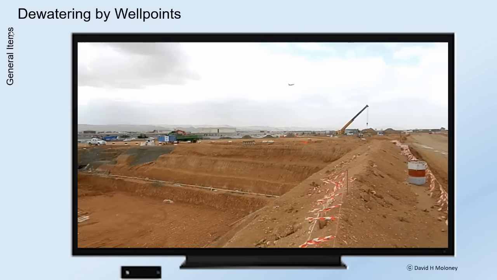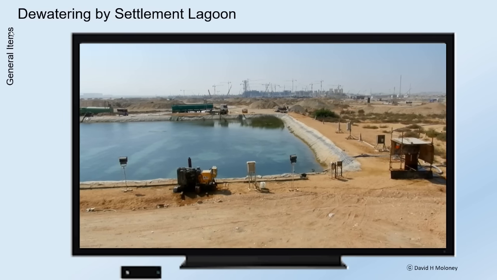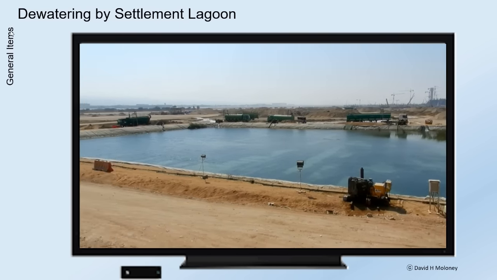Water pollution precautions. Pumped and rainwater that is contaminated with clay and silt needs to be treated prior to discharge from site. Settlement ponds and settlement tanks are two methods.